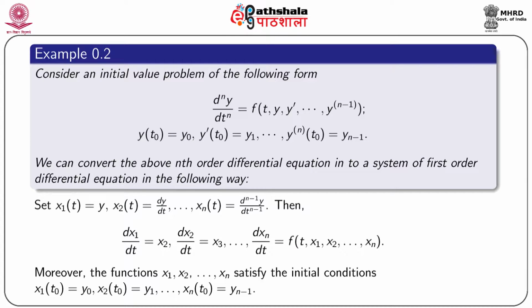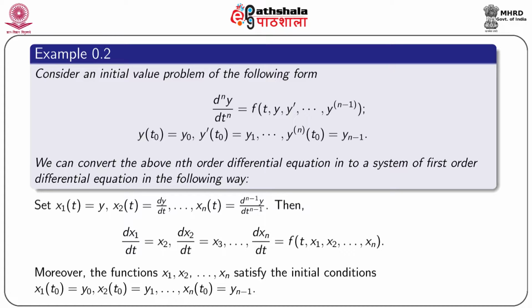Consider the following initial value problem: d^n y/dt^n is equal to f(t, y, y', ..., y^(n-1)), that is the (n-1)th derivative, with the initial conditions y(t0) equal to y0, y'(t0) equal to y1, ..., y^(n-1)(t0) equal to y_(n-1). Now, this nth order differential equation we can convert into a system of first order differential equations in the following manner.